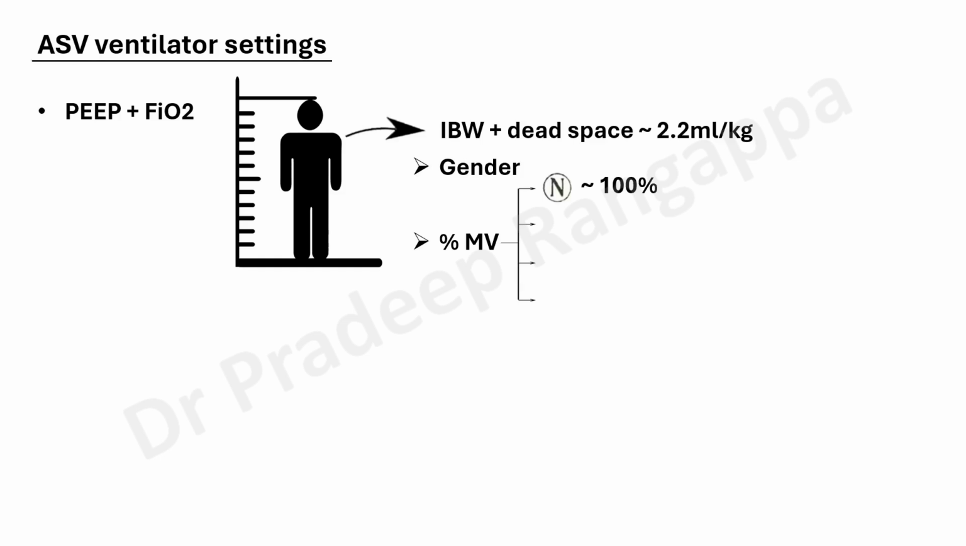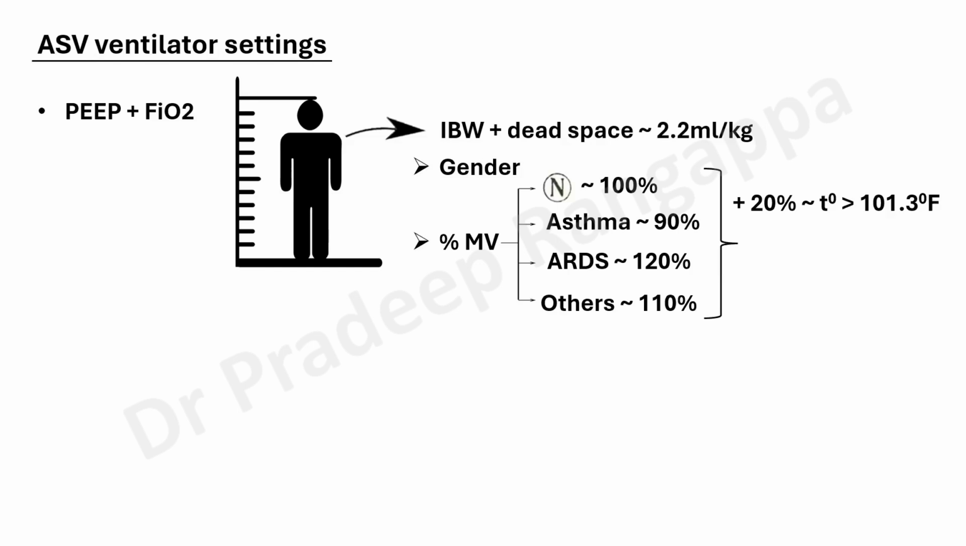For a normal patient, the percentage minute ventilation that you set on the machine is 100%. For asthma, these are the settings recommended for the percentage minute ventilation. For asthma, it needs to be set at 90%. For ARDS, percentage minute ventilation is to be set at 120%. And for others, it needs to be set at 110%. And there is a correction factor. You need to add plus 20% if the patient has a fever of more than 101.3 degrees. If a patient has a fever in ICU, more than 100, you have to add plus 20% to the minute ventilation that you set on the machine.